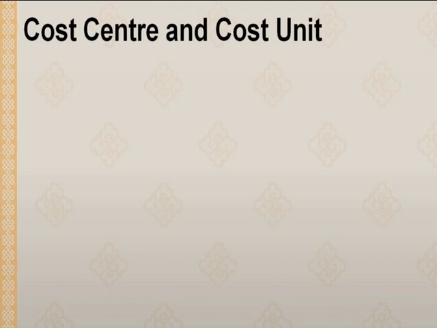First we have cost center. Cost center refers to a location, a place, or an item of equipment which is required for the purpose of cost ascertainment and cost control. Then we have the cost unit. Cost unit refers to the unit of a product, service, or time, or a combination of these, for which the costs are ascertained or expressed.